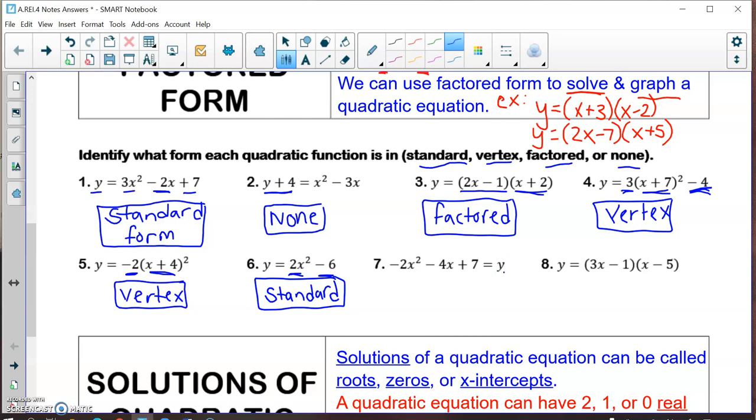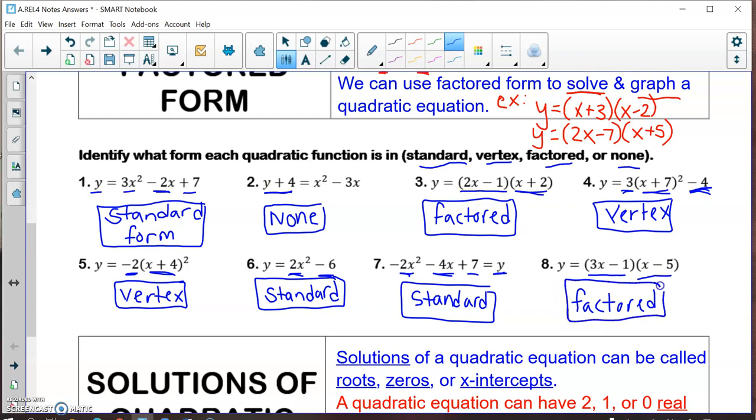Number 7, okay, y is isolated. Even though the y in the other part is flipped around, that doesn't mean anything. You can flip it back and it's still the same thing. So we have this in terms of y is equal to ax squared plus bx plus c, so this is standard form. And then number 8, I have this in terms of y is equal to a quantity times a quantity. That is factored form.